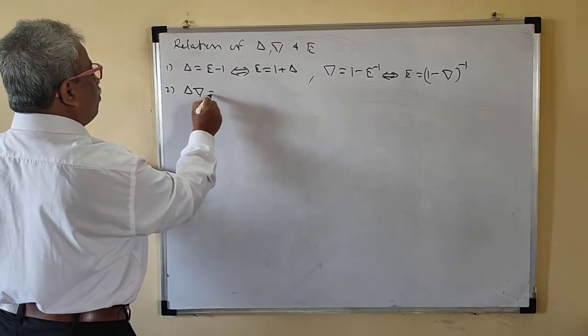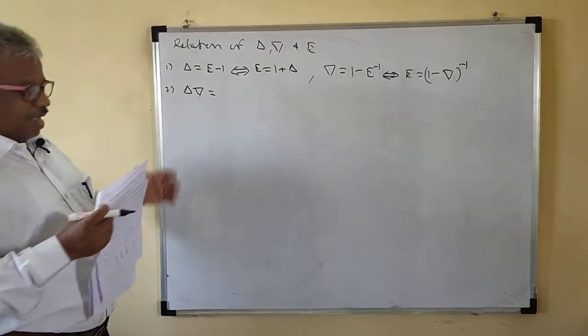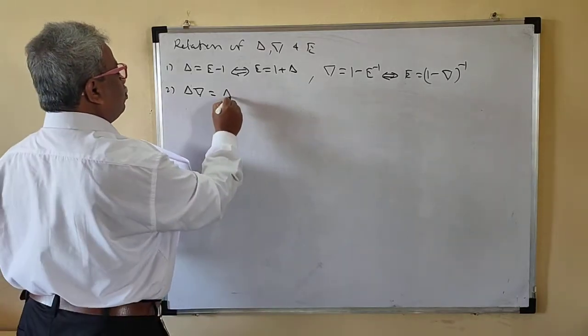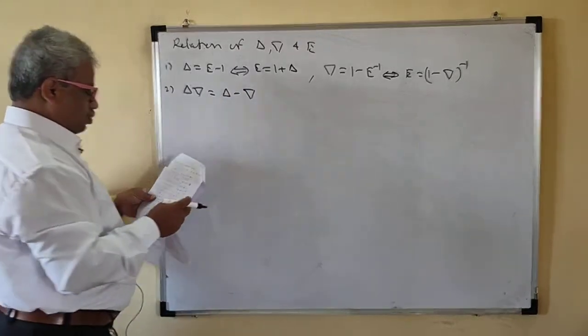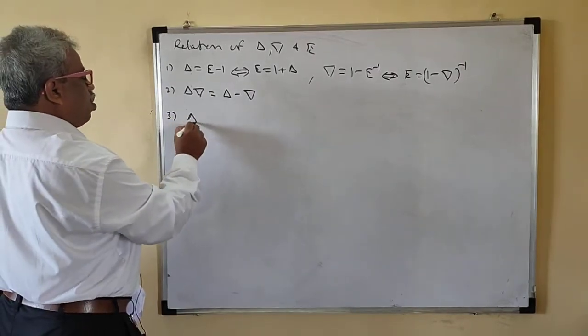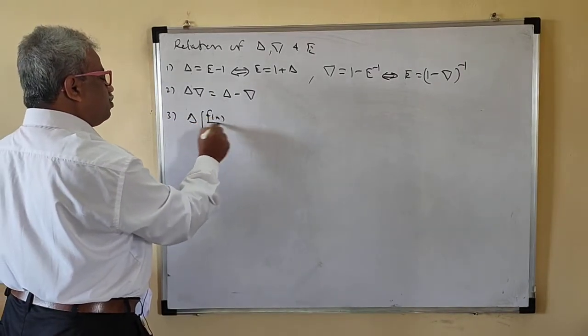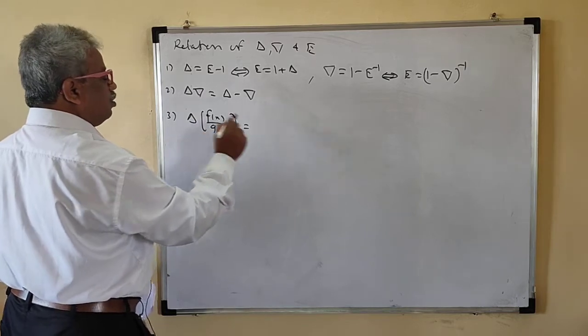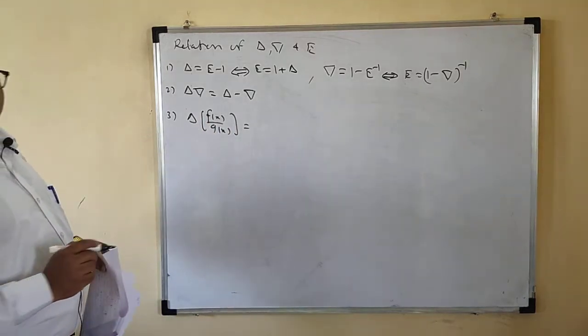Now, forward difference and backward difference are not commutative. So this is what forward minus backward. Now suppose you want to apply this on f of x, g of x. This is the same as the derivative rule.